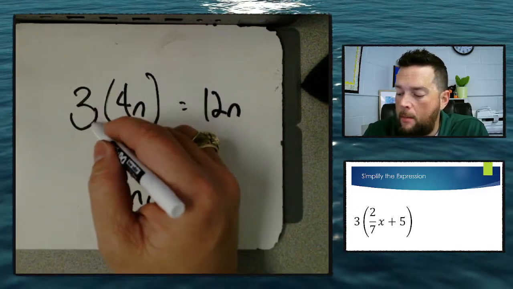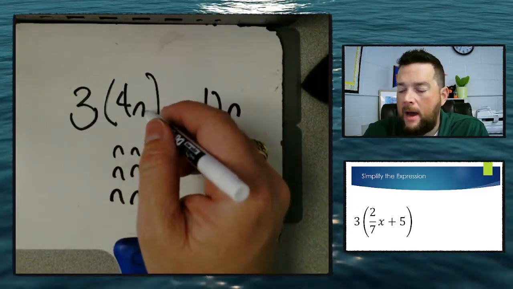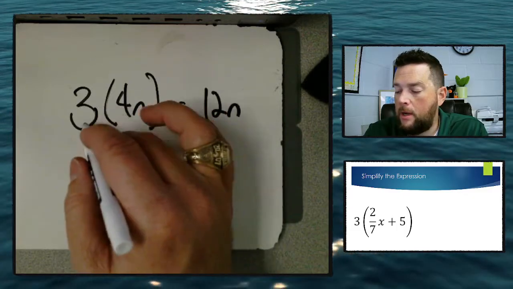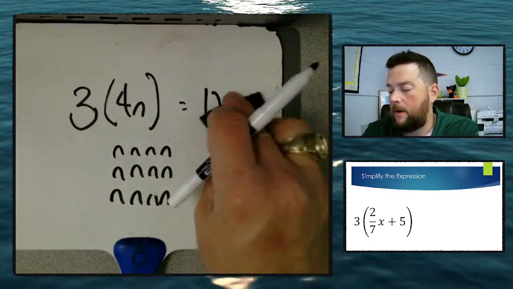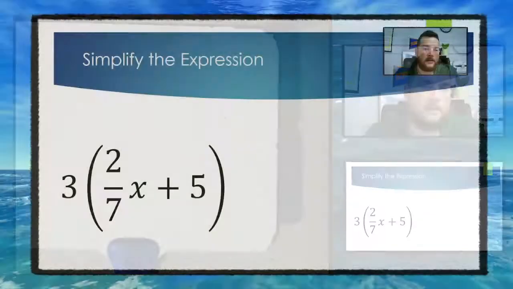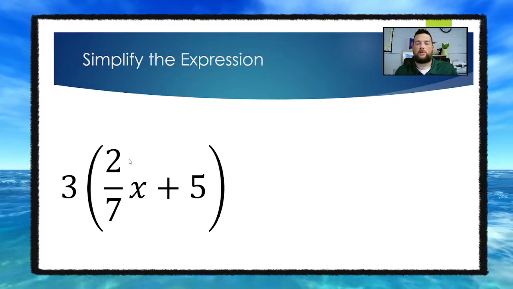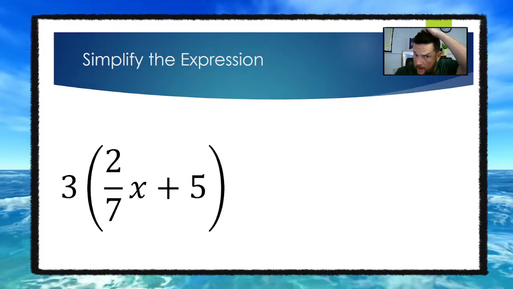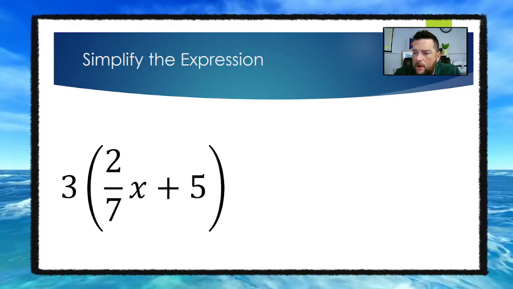So whenever you have a number being multiplied by a variable with a coefficient, multiply the numbers and keep the variable. So with that in mind, go back to this other one that we were just about to try. Go ahead and pause this video and try it yourself, and then come back to see if you got it right.